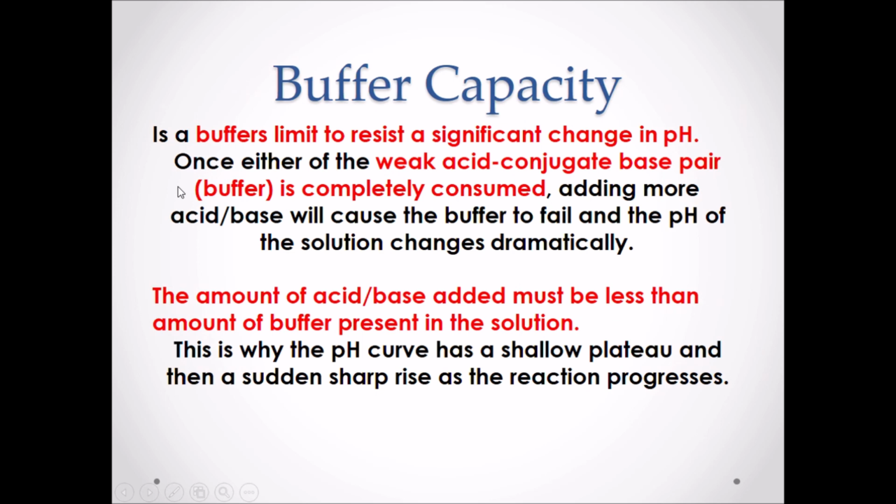Buffer capacity is a buffer's limit to resist a significant change in pH. Once either of the weak acid or the conjugate base pair is completely consumed, adding more of an acid or a base will cause the buffer to completely fail, and the pH of the solution will then drastically change. The amount of acid/base added must be less than the amount of buffer present in the solution. This is why the pH curve has a shallow plateau and there is a sudden sharp rise when the reaction progresses.